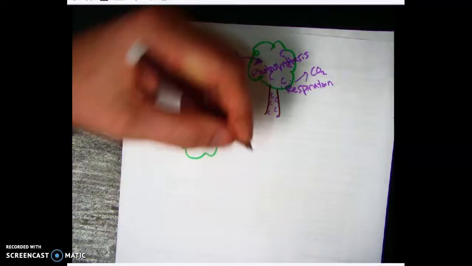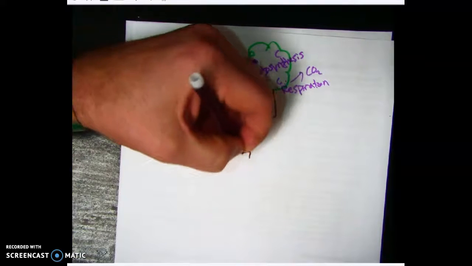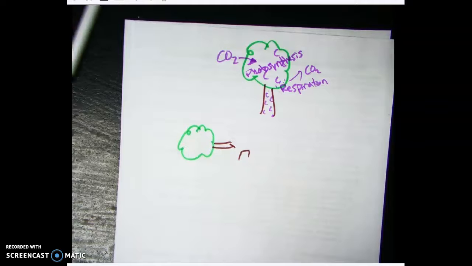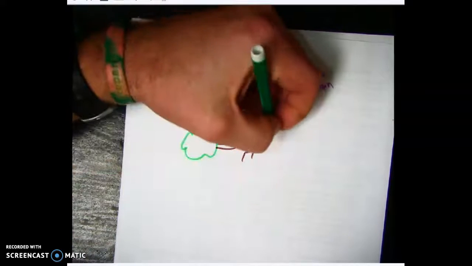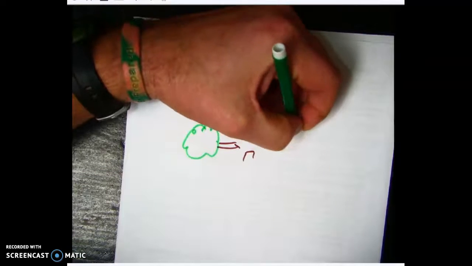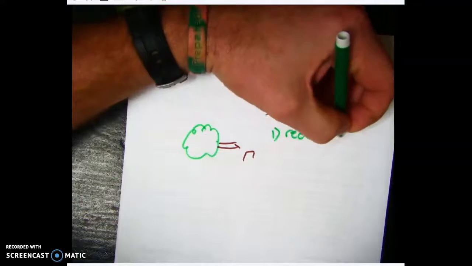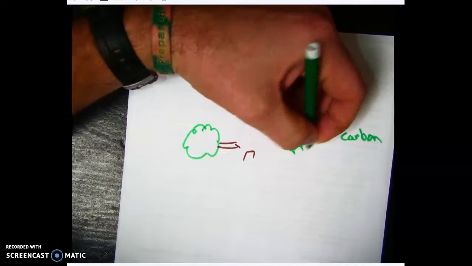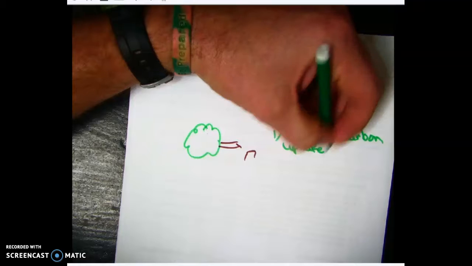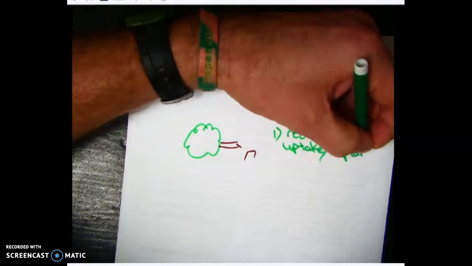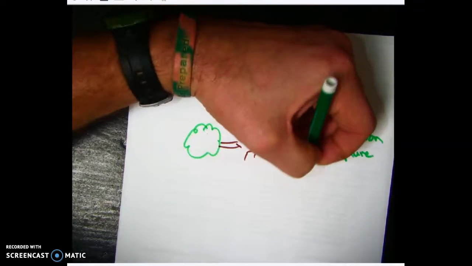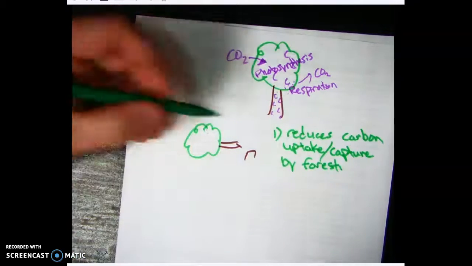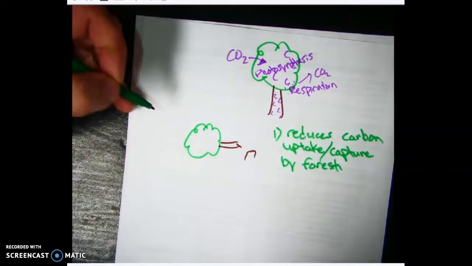That tree is no longer going to be able to capture CO2. Okay, so one of the key points is that it reduces carbon uptake or capture by plants in the forest. Okay, so the CO2 is no longer going to be able to go in.